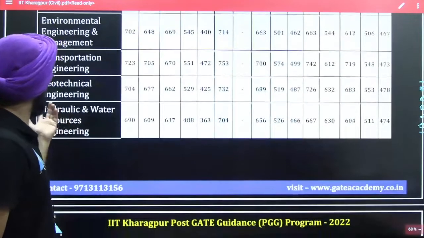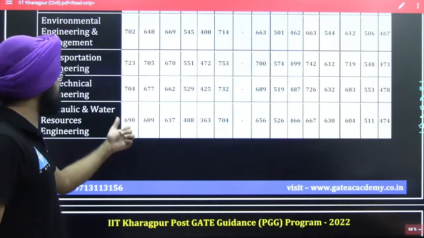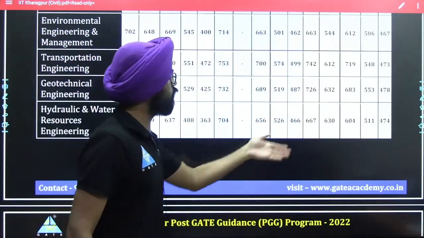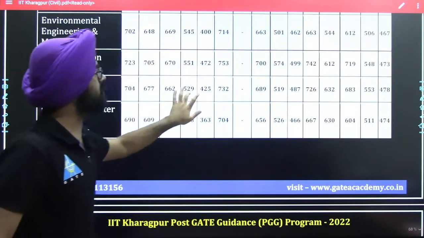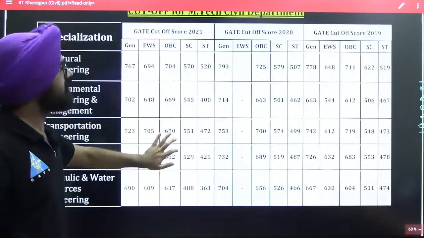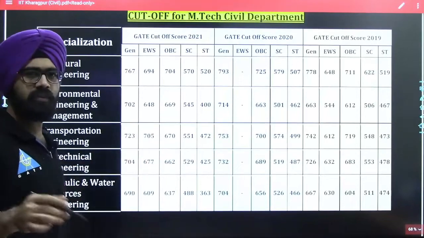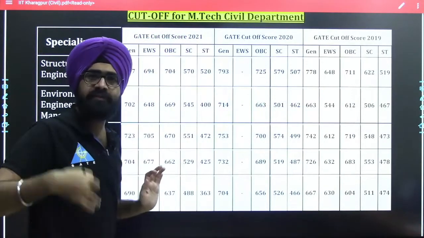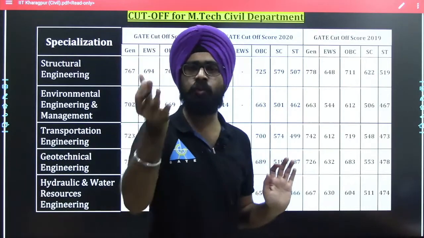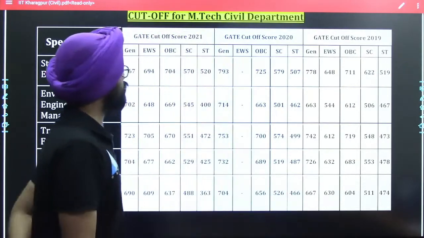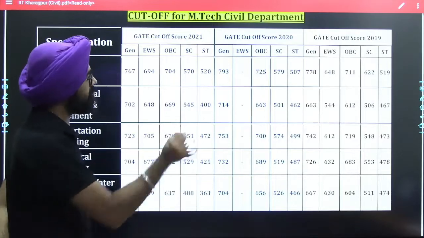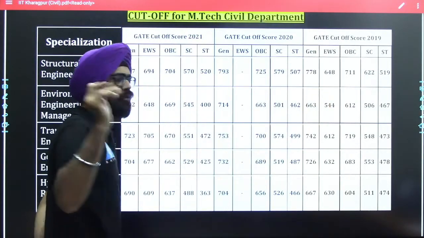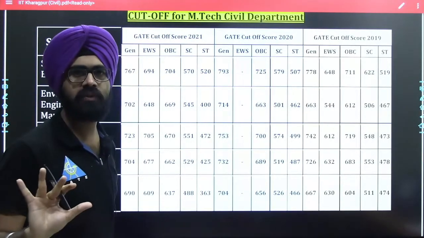Similarly, hydraulic and water resource engineering: 690, 704 and 667. You can see from this table. This is an important table prepared just to show the comparison. What are the differences you can see over here? Why are differences arising? Because the number of students is more or less. Now you can compare your score, and if you are fulfilling these criteria, you should definitely apply and wait for the counseling.